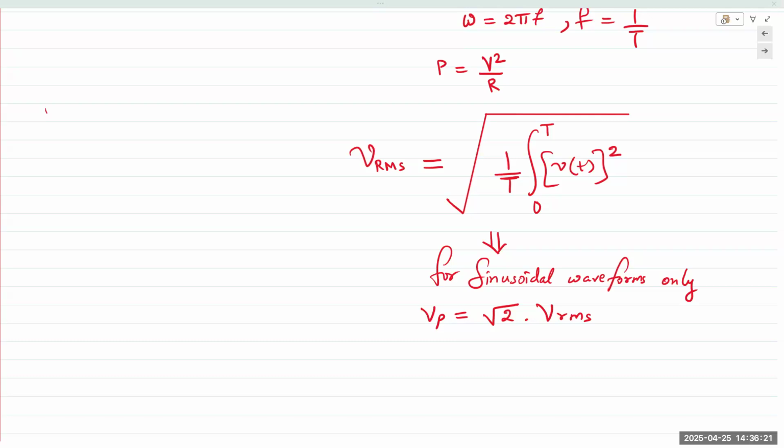Right. If you just design your circuit to handle 120 volts, it's going to blow up. Your wires are going to melt. So electricians, technicians, engineers, they all need to know the peak values that are flowing through their electrical lines. That's why peak values are important.